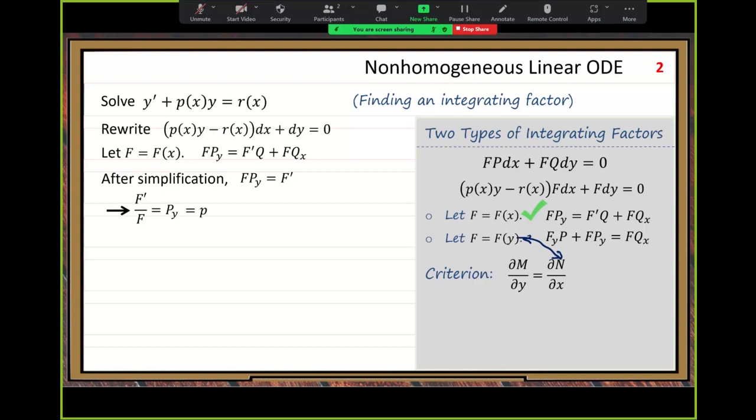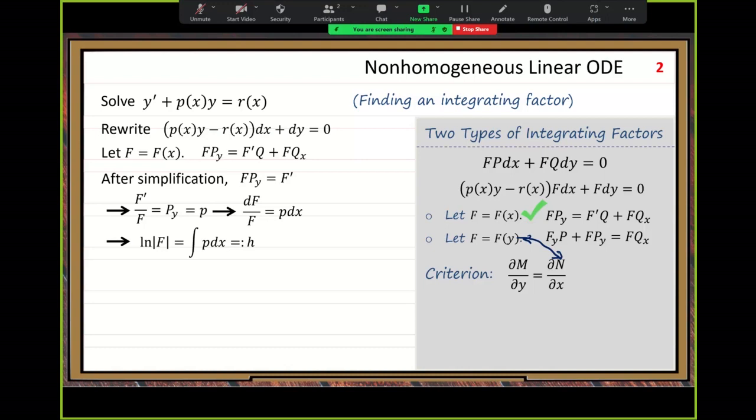It tells us this f can be found explicitly. With this equation, let's write the separable form. Take the integral of both sides.